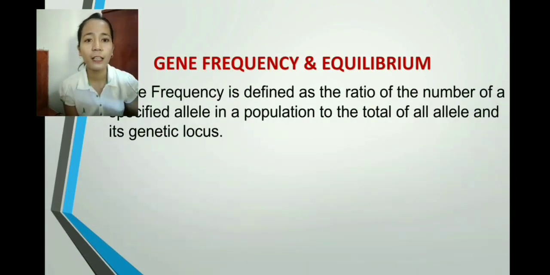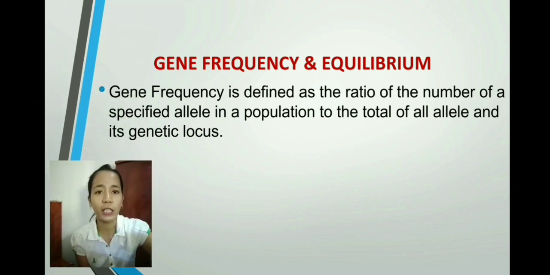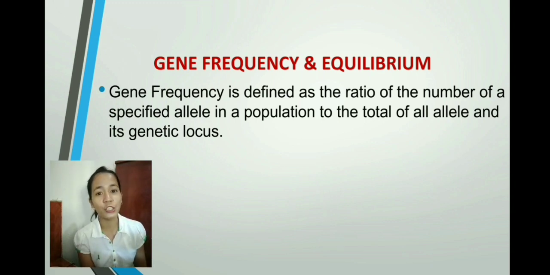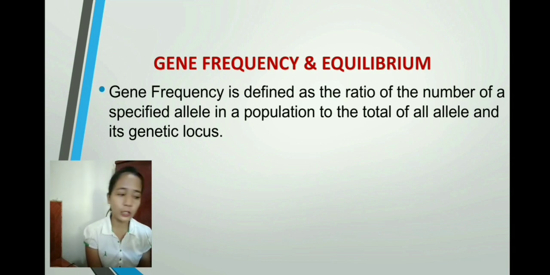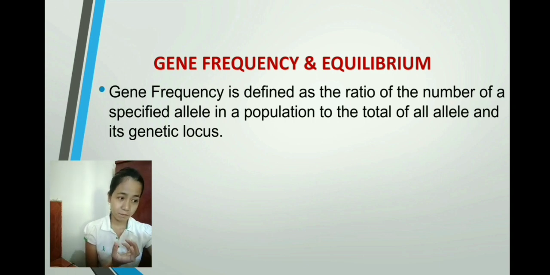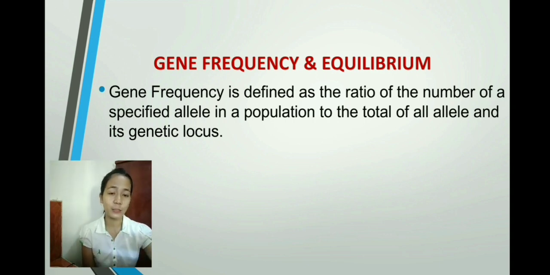Next, let's talk about gene frequency. As defined, gene frequency is a ratio of the number of a specified allele in a population to the total of all alleles in a genetic locus. Genetic locus means kanang kung aha na butang ang usa ka genetics, a specific fixed position, asa nga position on a chromosome where a particular gene or genetic marker is located.